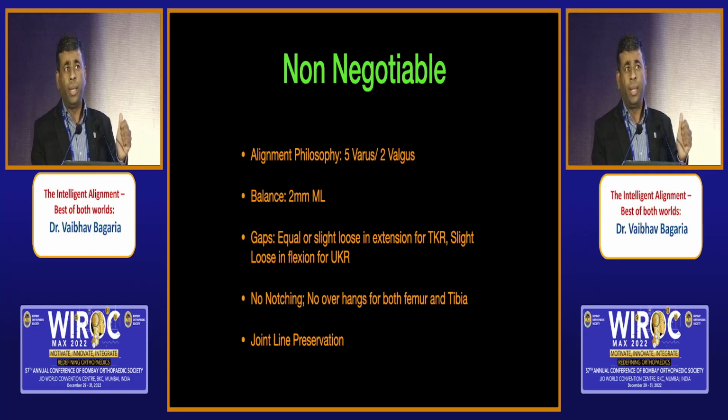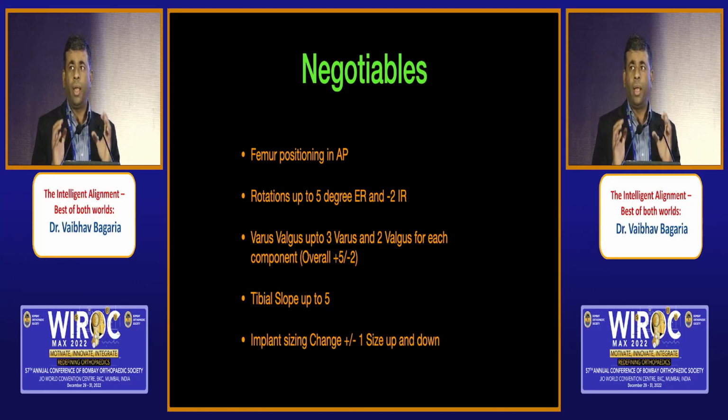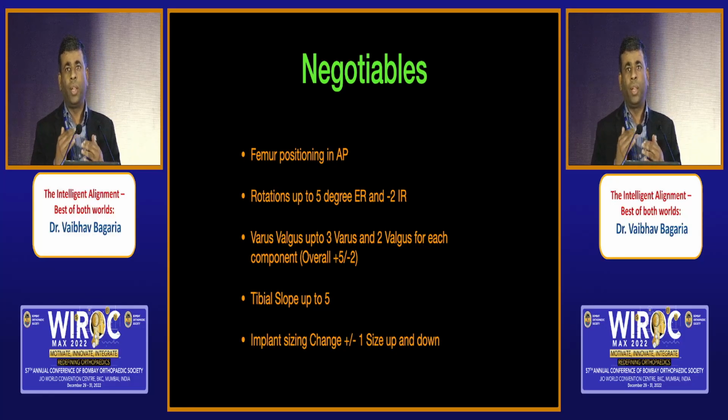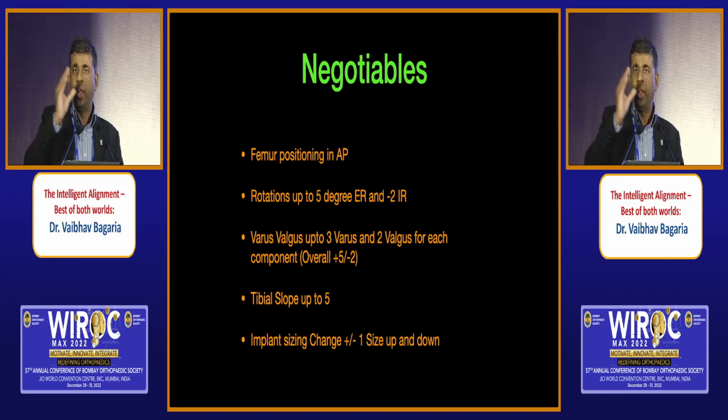I don't want any notching, I don't want overhangs in femur and tibia, and I want to preserve joint lines. So these are the non-negotiables that I have. But it also gives me certain scope for negotiating. And what do I negotiate? I negotiate with positioning my femur in AP. I move it up and down.